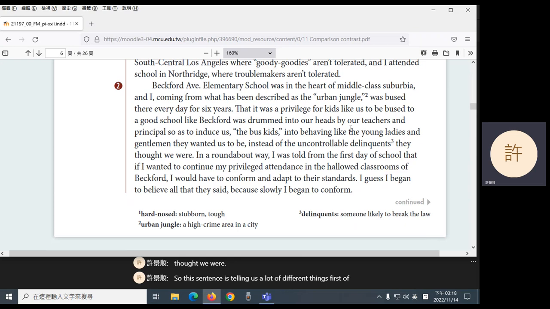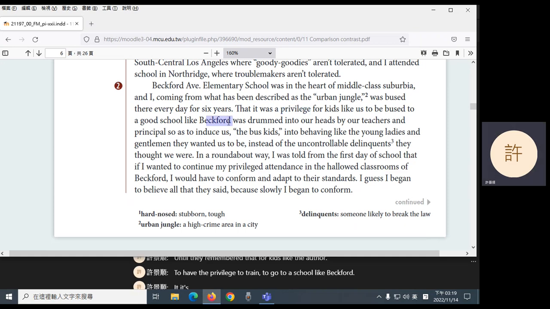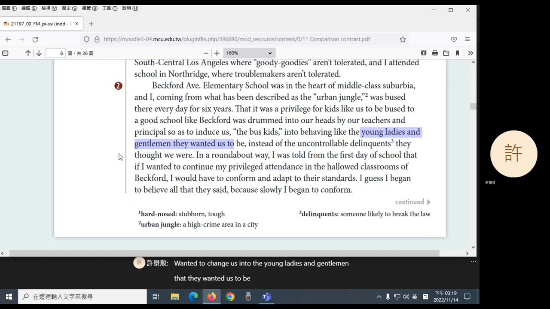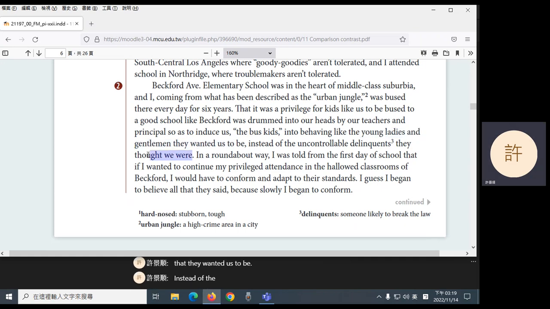First of all, every day, her teachers and principal would repeatedly tell them until they remembered that for kids like the author to have the privilege, 特权, to go to a school like Beckford, it's such a privilege. And the reason they kept repeating this is they wanted to change us, they called us the bus kids, from uncontrollable delinquents, 不良少年, into the young ladies and gentlemen that they wanted us to be, instead of the delinquents that they thought we were.